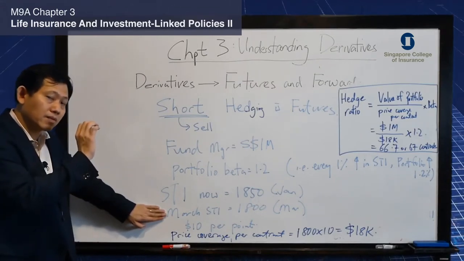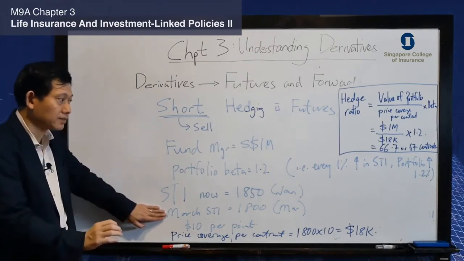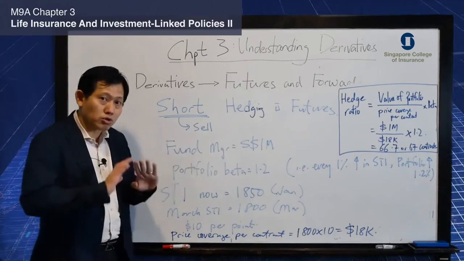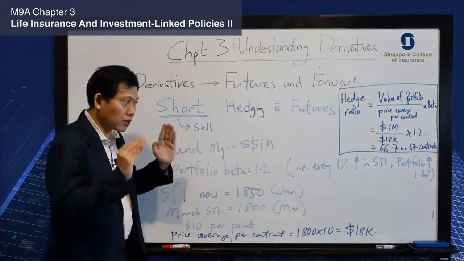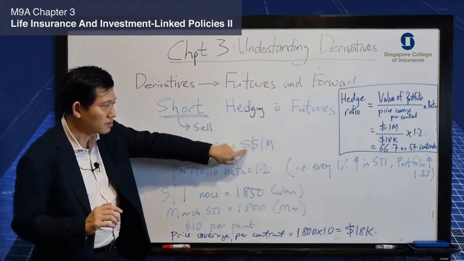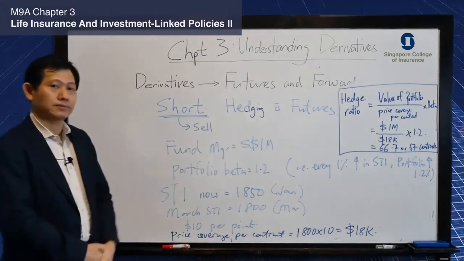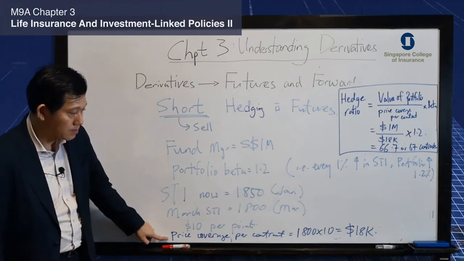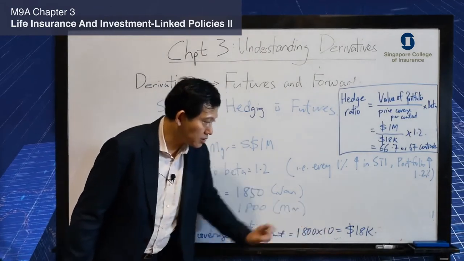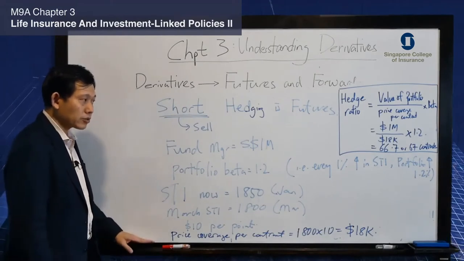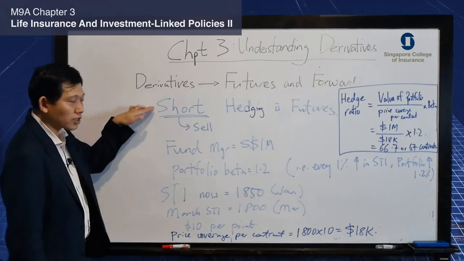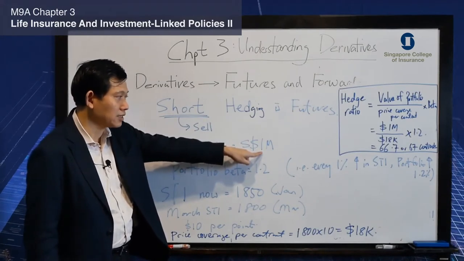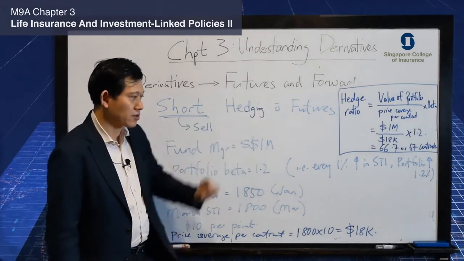Now, he could go wrong, but this is in anticipation of a falling market, and he wants to preserve the value of this $1 million equity portfolio, not so much to profit. The objective is to preserve or protect, what we call hedging, the value of this portfolio in a falling market. Therefore, for one future contract, the price coverage is 18,000, as you calculated. Therefore, how many future contracts does this fund manager need to short in order to preserve the value of this $1 million equity portfolio? This is where we talk about hedge ratio.